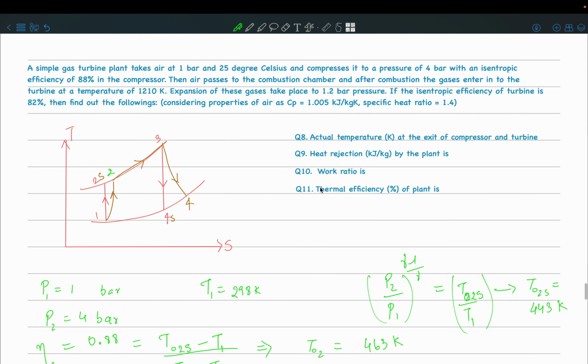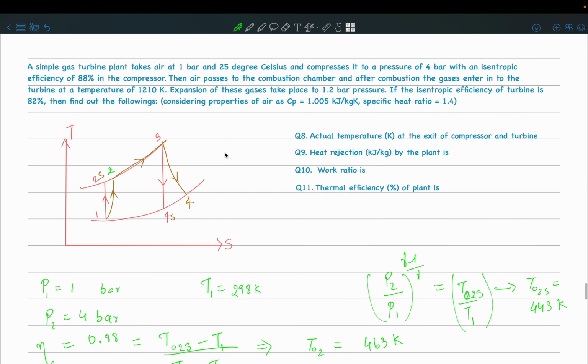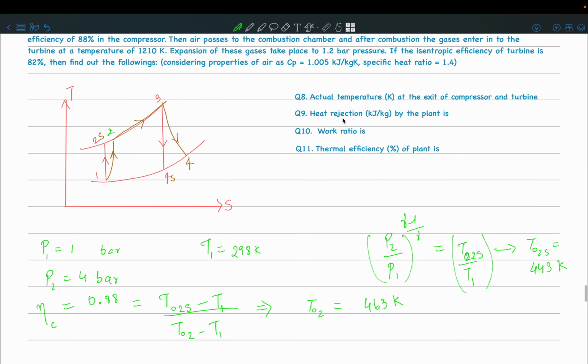Now expansion of these gases takes place to 1.2 bar pressure. Again, let me see what pressure they have used. Okay, anyways, let us calculate. And then if the isentropic efficiency of the turbine is given to be 82%, then you have to find the actual temperature at the exit of the compressor and turbine, which we have already done. Heat rejection by the plant, the work ratio, and the thermal efficiency. So basically you have to solve the entire cycle, and then you can find all these answers.